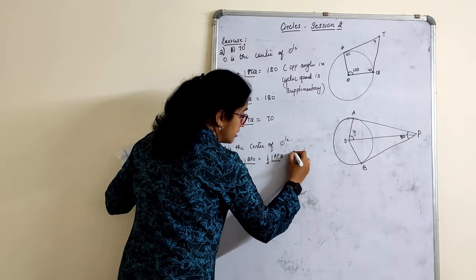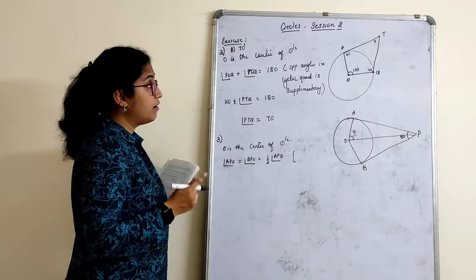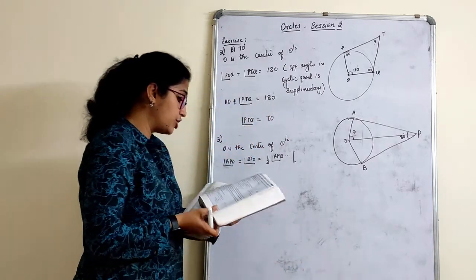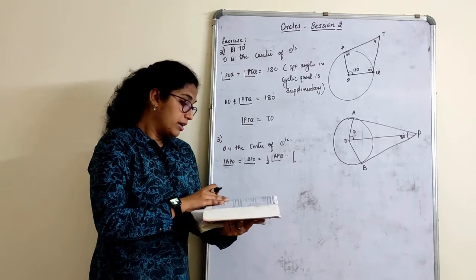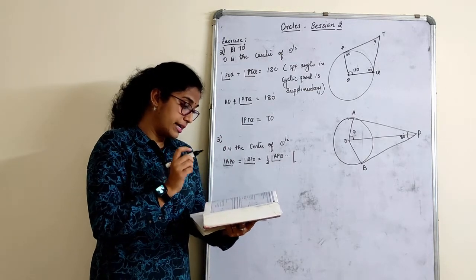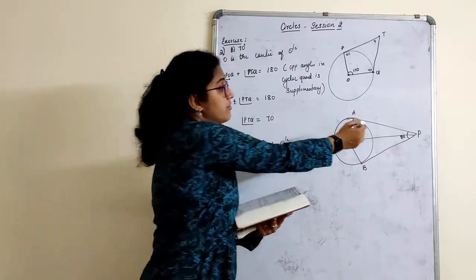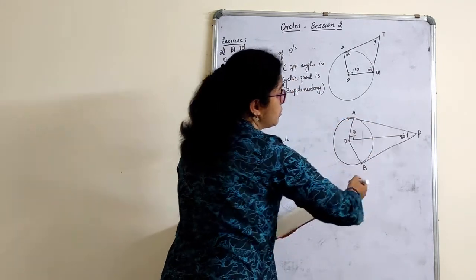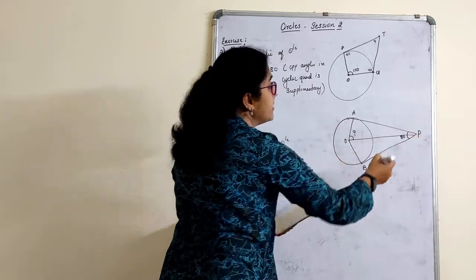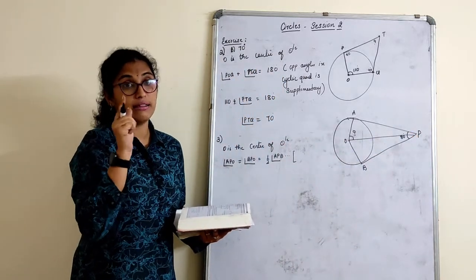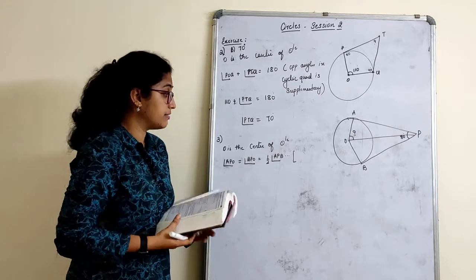APB. Reason, you know what you have to give here? The reason in the theorem. So what was the reason in the theorem mentioned? It was mentioned that if the tangents are drawn to a circle from an external point, the inclined angles so formed are equal. That is what we have to give as the reason here.